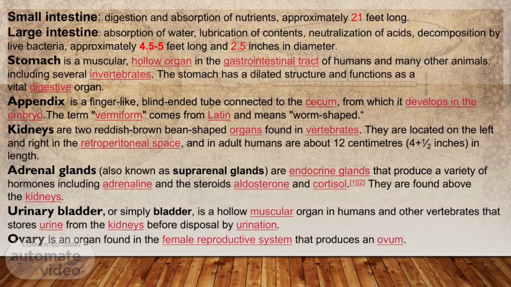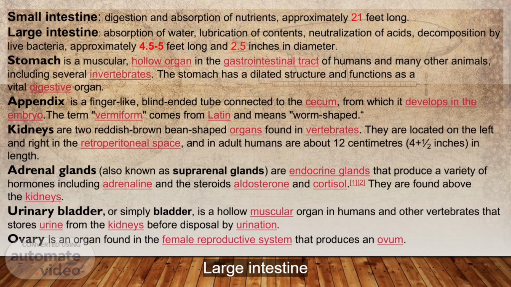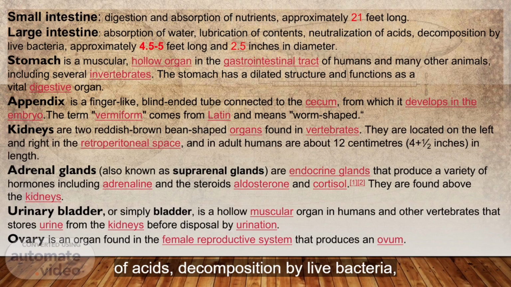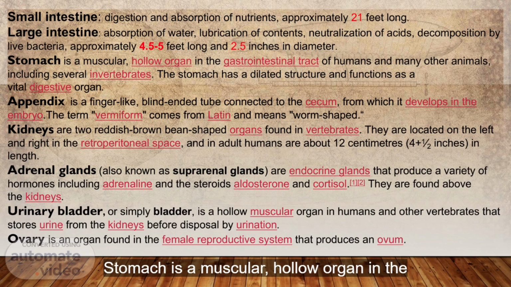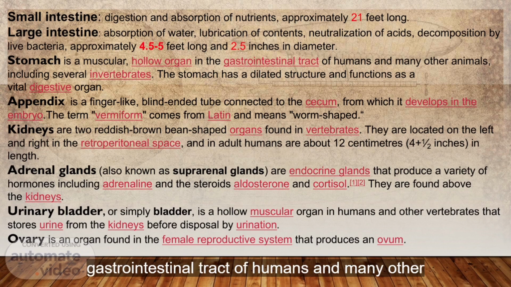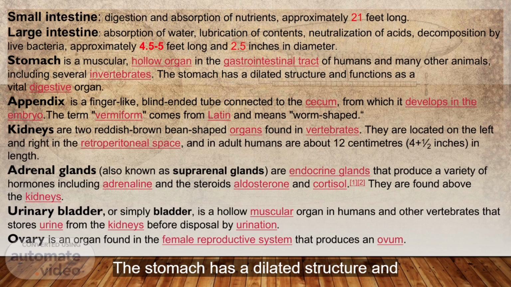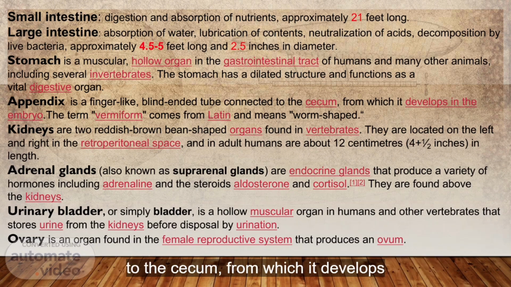Small intestine. Digestion and absorption of nutrients, approximately 21 feet long. Large intestine. Absorption of water, lubrication of contents, neutralization of acids, decomposition by live bacteria, approximately 4.5 to 5 feet long and 2.5 inches in diameter. Stomach is a muscular, hollow organ in the gastrointestinal tract of humans and many other animals, including several invertebrates. The stomach has a dilated structure and functions as a vital digestive organ. Appendix is a finger-like, blind-ended tube connected to the cecum, from which it develops in the embryo. The term vermiform comes from Latin and means worm-shaped.